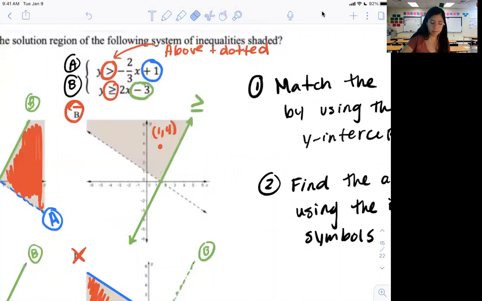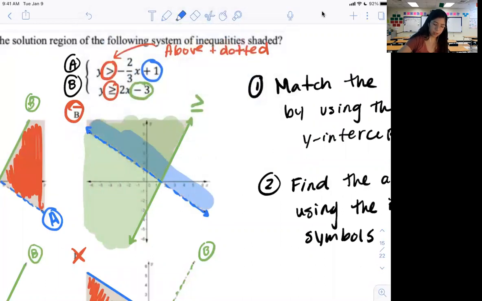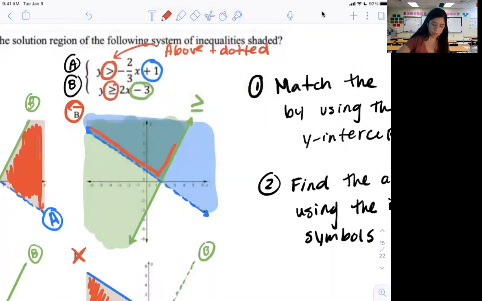Okay. Now, since we had two different lines, the solution wasn't the whole area, because remember what's really happening is that we're looking at everything above the green line, which is all of this, as well as everything above the blue line, which is all of this. And it's really looking for the place where those two shaded regions intersect, which is why the final solution is only this portion. Okay. Any other questions on that?